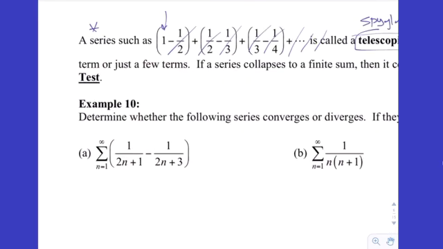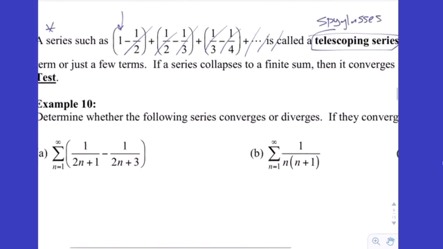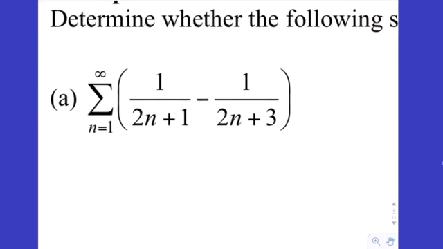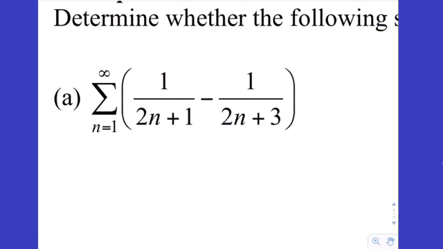Okay? So example 10. Determine whether the following series converge or diverge. If they converge, find their sum. All right, now, just like with integrals, if you have the sum of two terms, you can find the sum of each one separately. So let's do the nth term test on each term. 1 over 2n plus 1, as n goes to infinity, goes to 0, and the second term also goes to 0. So by the nth term test, these things might converge.